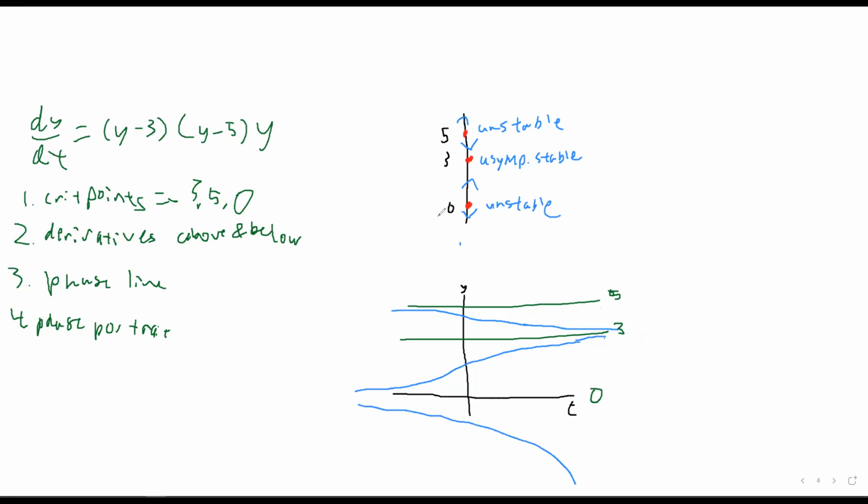So here above 5, in the past, you may have been close to 5. But if you were, you would get flung away. And that concludes our phase portrait. Any questions on the steps to develop a phase portrait?